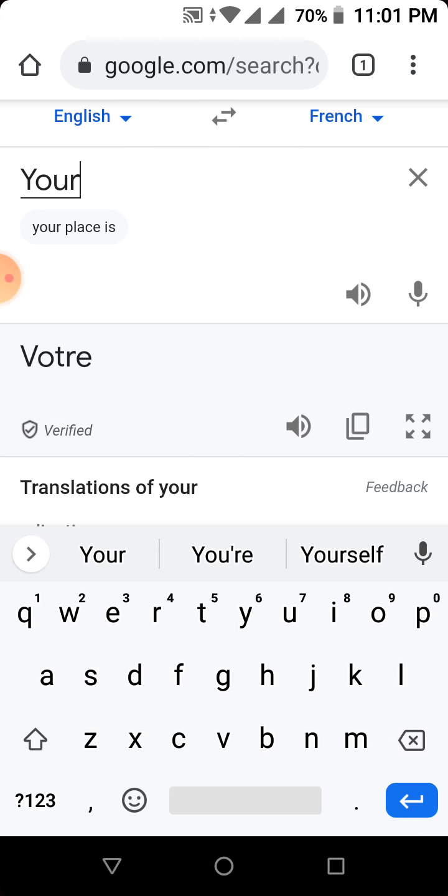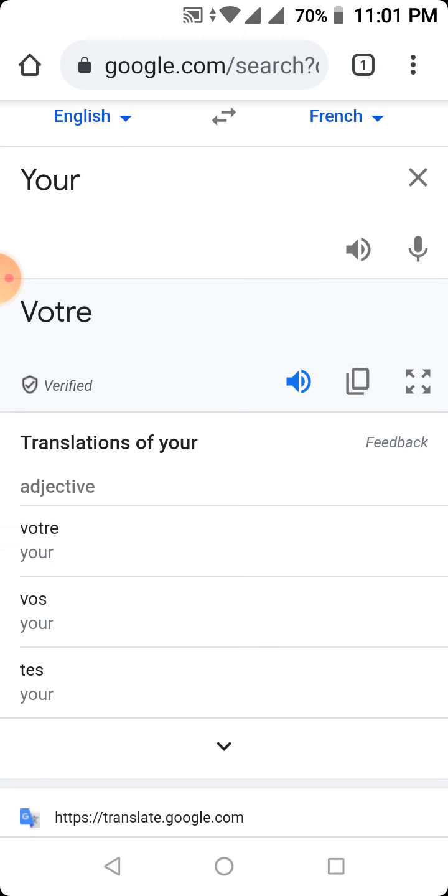And then your, I have here Votre. We can listen to its pronunciation so that we can be educated as well with its right pronunciation.